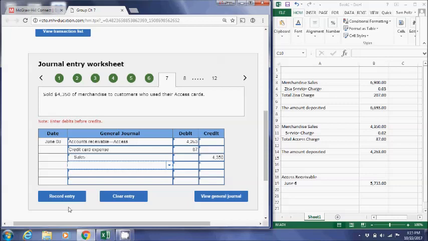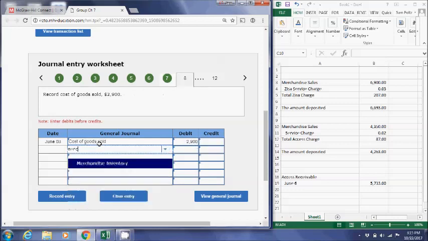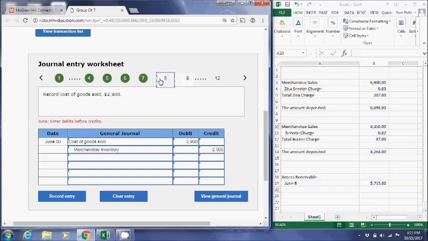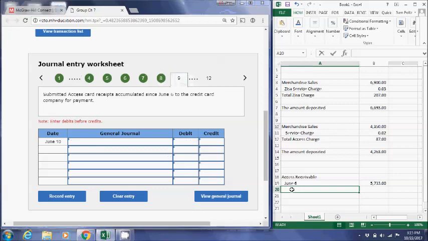Can you guess what the next transaction would have to be? Hopefully you guessed correctly, and you'll be recording cost of goods sold at $2,900, taking away from merchandise inventory $2,900. Then we come up on June 10th, and it says that let's do this real quick. What was that last one? The date was June 8th. June 8th. Let's put our other receivable in here. June 8th. We had $4,263. That's how much Access owes us, these two things.